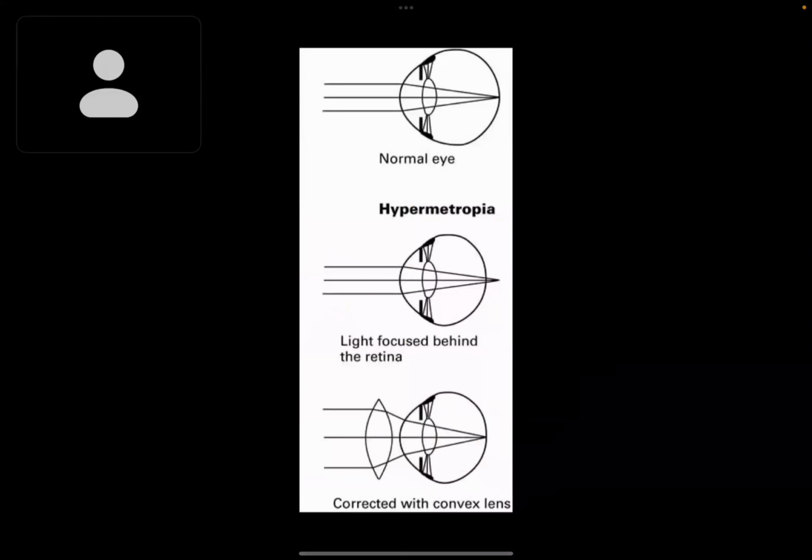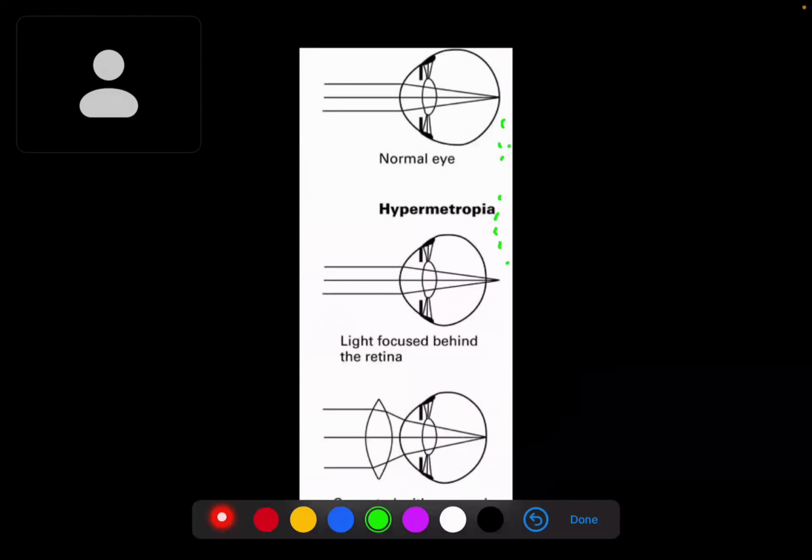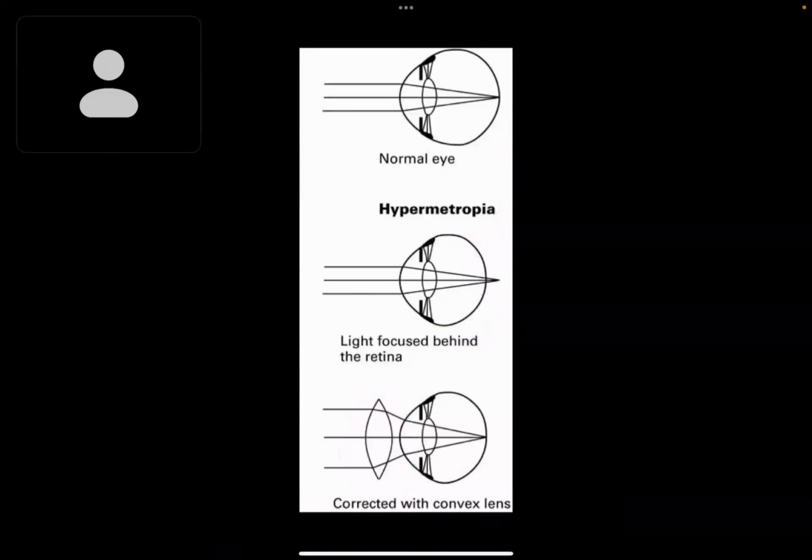In hypermetropia, I told you, the eye is shorter, and therefore the image must form behind the retina. So here you have to increase the power of the eye by using convex lenses. Convex will converge more and get the proper focus onto the retina. That's hypermetropia.